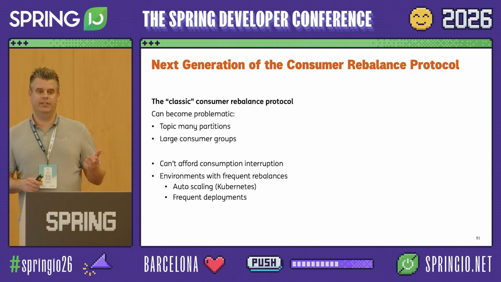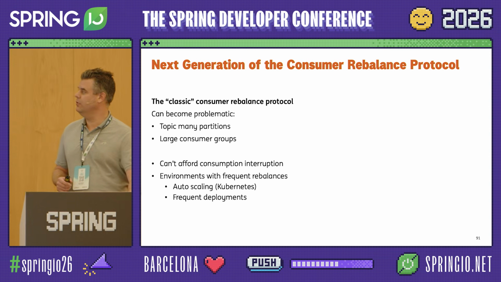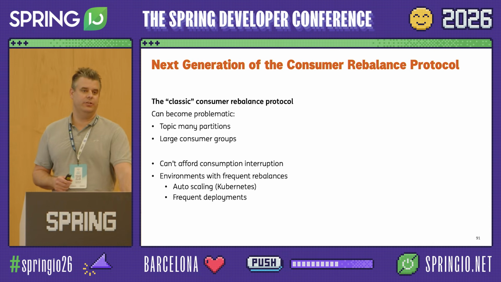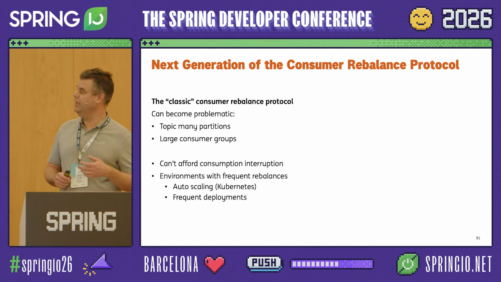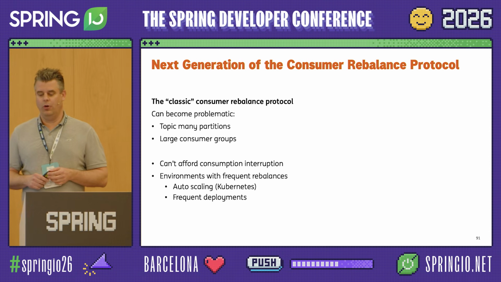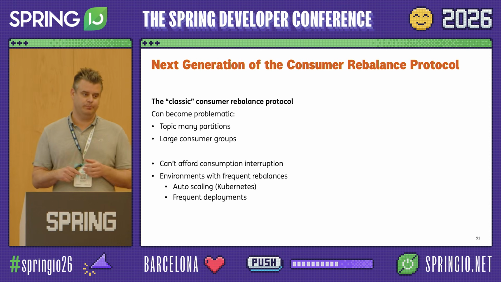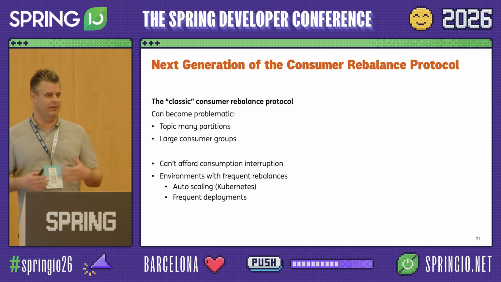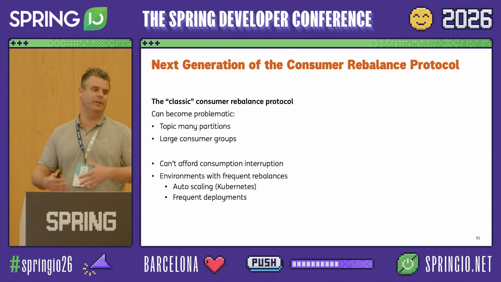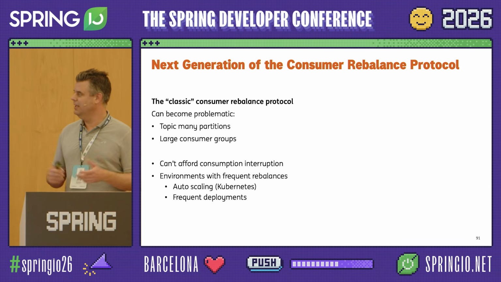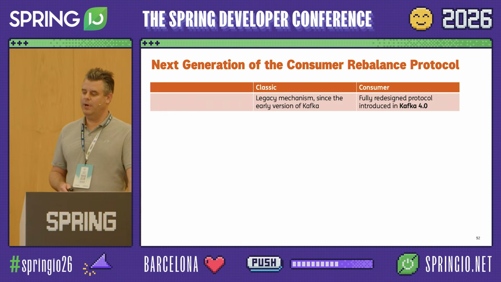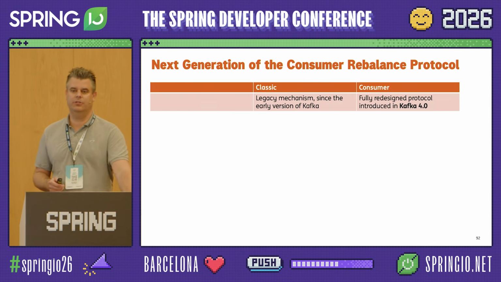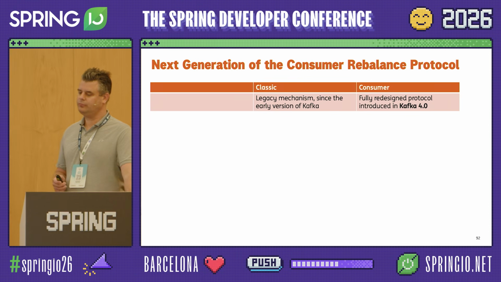So there are use cases that cannot really afford those longer interruptions of consumption, especially if you're in environments where you either deploy quite often or you do autoscaling. So maybe you're also exposing a REST API, and by bringing up another instance that also is a Kafka consumer, you trigger basically a rebalance. So that's why the new rebalance protocol for the normal consumer groups was introduced in Kafka 4.